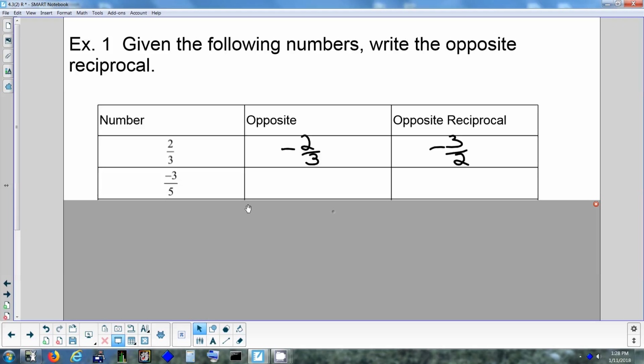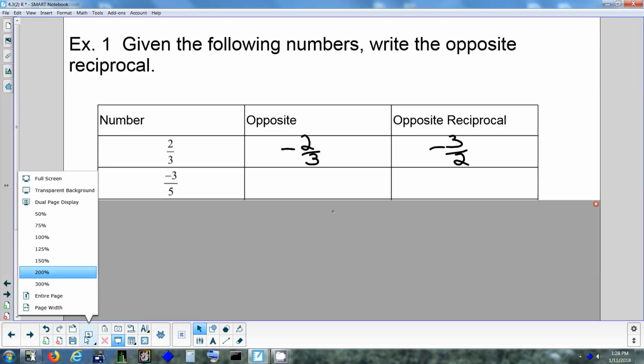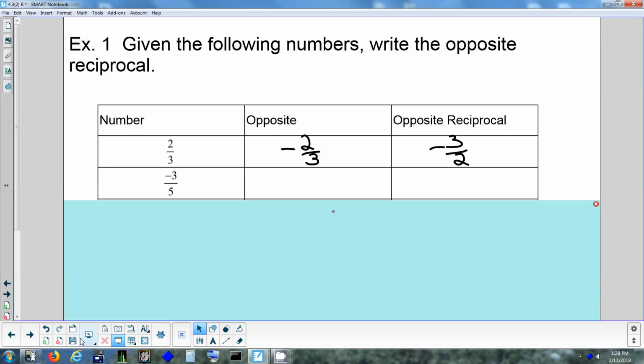If that was the slope you were given in a line, your perpendicular line would have to have that slope. All right, negative 3/5. What's the opposite of negative 3/5? 3/5. What is the opposite reciprocal? We already have the opposite. Now I'm going to see the reciprocal. 5 over 3. Yep, 5/3. There we go.